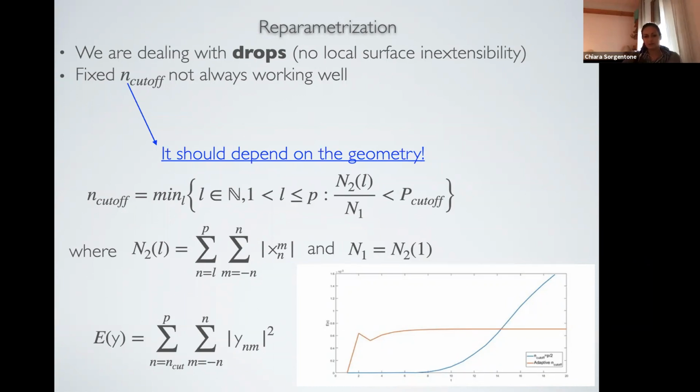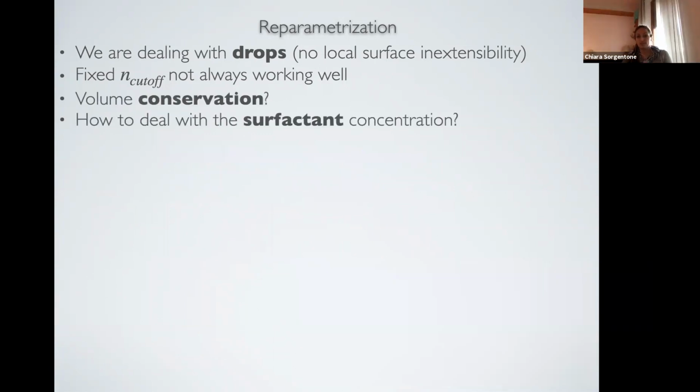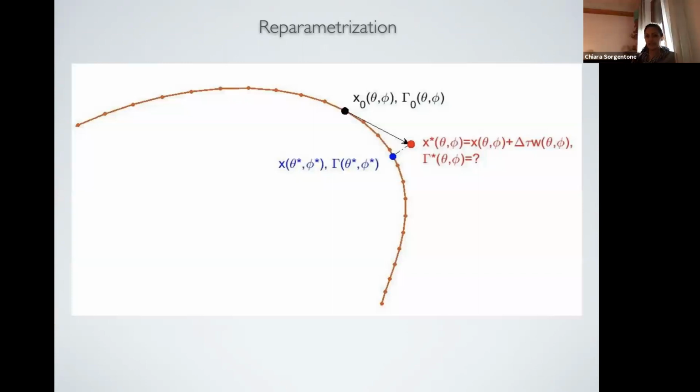But this is only one of the problems, because we would also like to have volume conservation. And moreover, the most important thing is that we have surfactant on the drop. As I said at the beginning, the surfactant is a quantity that lives on the surface, so it is somehow attached to the grid points. So if we are moving the points on the surface, how do we know the value at the new points? Here is a 2D sketch. Of course, we are working in 3D, but it was too complicated to show in 3D. Let's say that x0 is the initial configuration of the grid point distribution, and gamma 0 is the corresponding surfactant distribution.